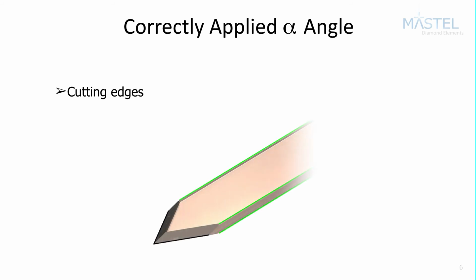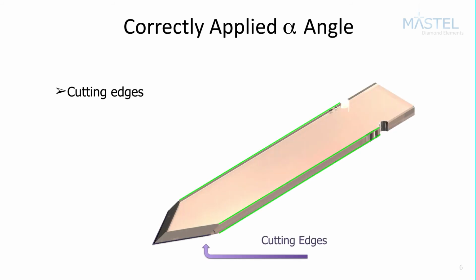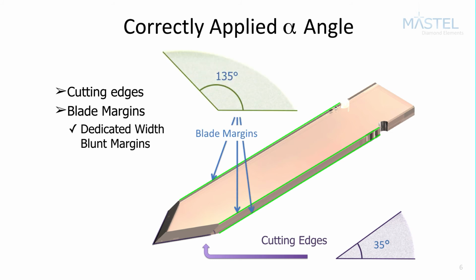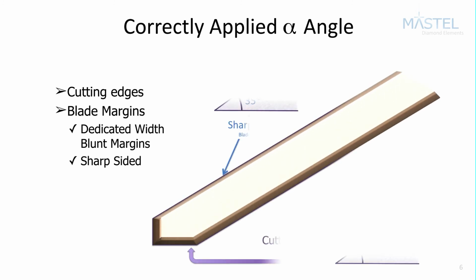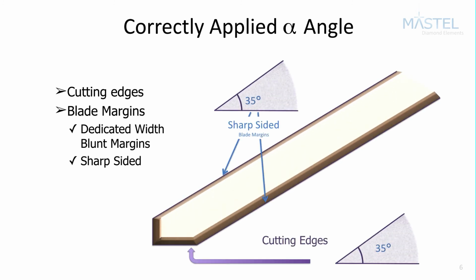When alpha angles are correctly applied to blade geometry, any cutting edges will be sharp angles between 30 and 45 degrees. The blade margins will come in two main forms: blunt edges for dedicated width blades, or sharp edges that feature cutting edges along the margins. The key here is to position cutting edges only in places where they are desired.